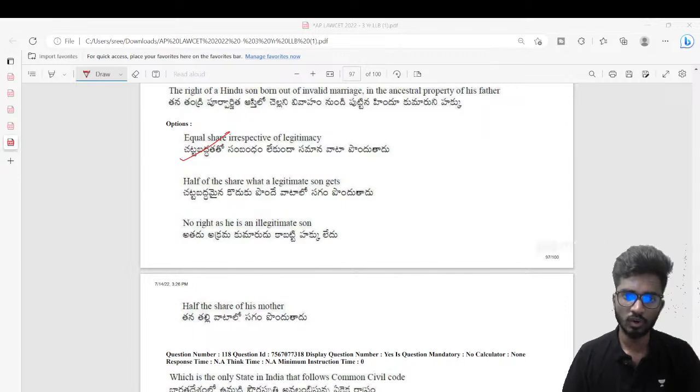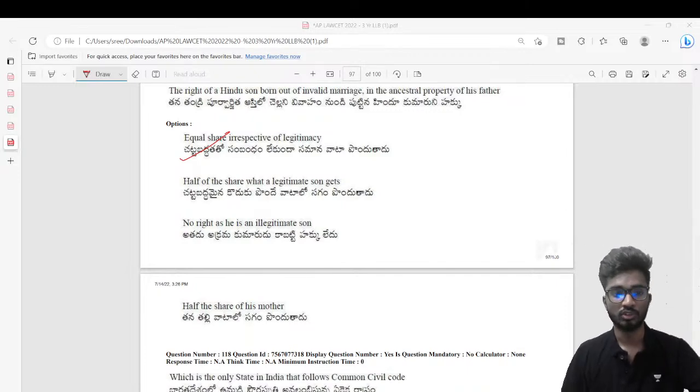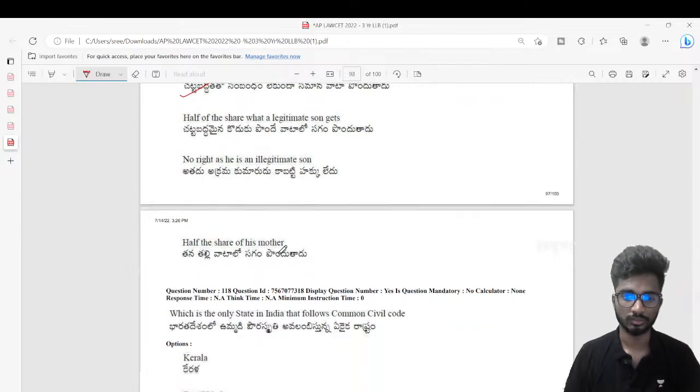So don't worry if you don't understand this particular concept. I will be discussing family law. In family law, I will be talking about Hindu law, Muslim law, and also the Special Marriage Act. So the Special Marriage Act is for Christians and intercaste marriages, interreligious marriages and all. So I will talk about it. So don't worry if you don't understand it. Right? Next.